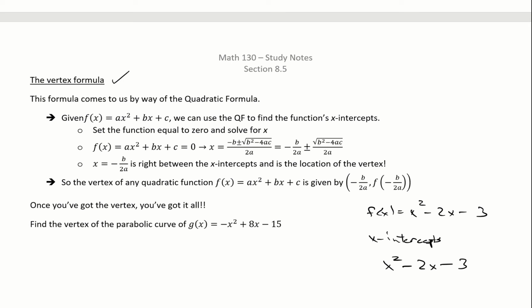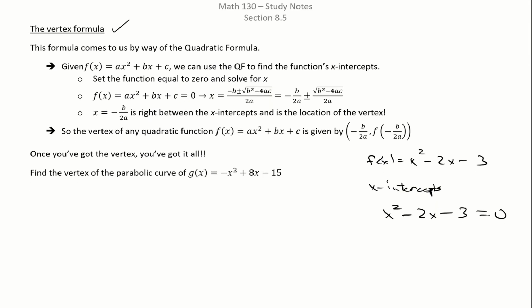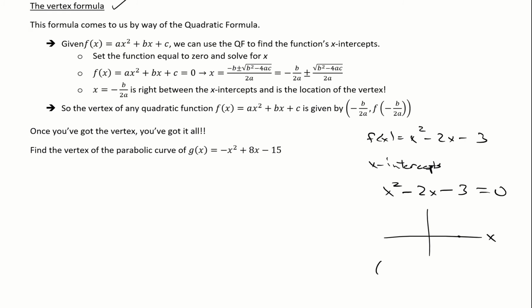Does that make sense? Because when you're looking for the x-intercepts, you're looking to see where it runs across the x-axis. So it could be here. You know how to find an x-intercept. When I do it by factoring, which is easy for us to do, we get x minus 3 and x plus 1, so x is negative 1 or 3. So here they are: negative 1, and positive 3.